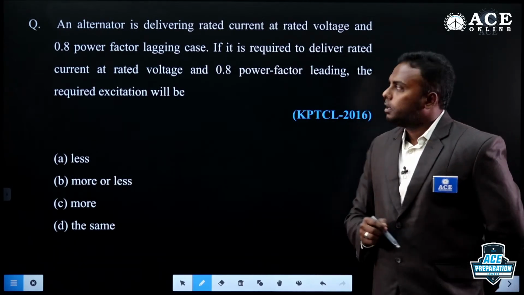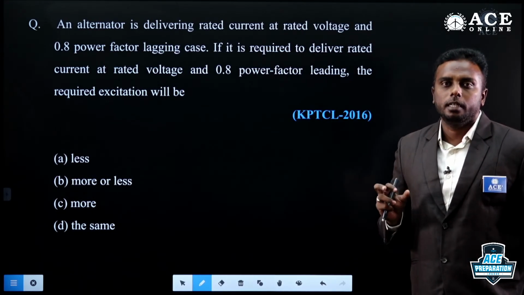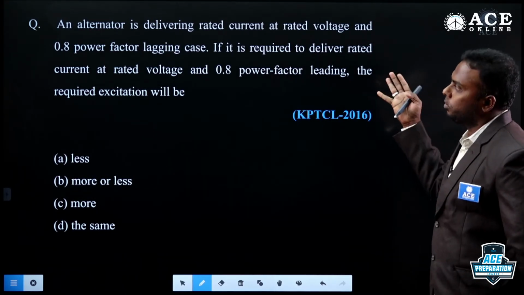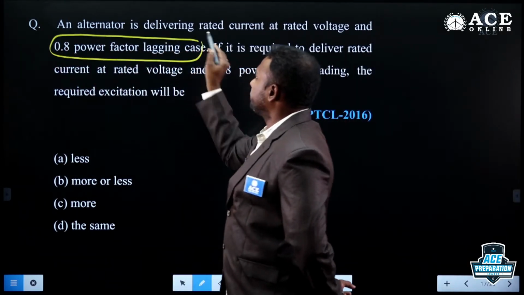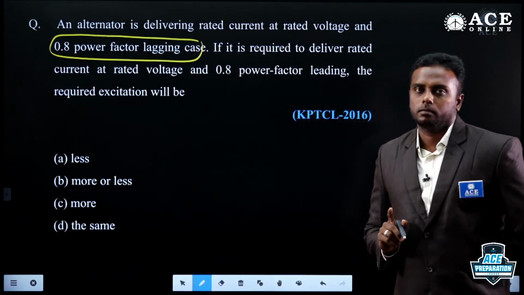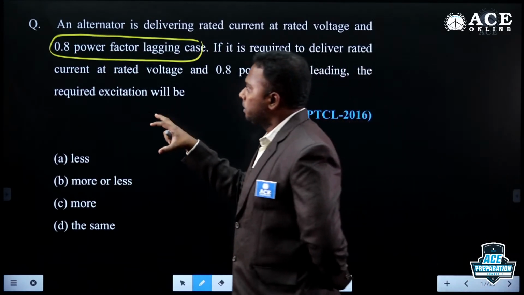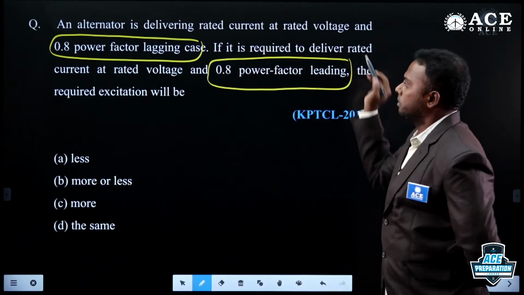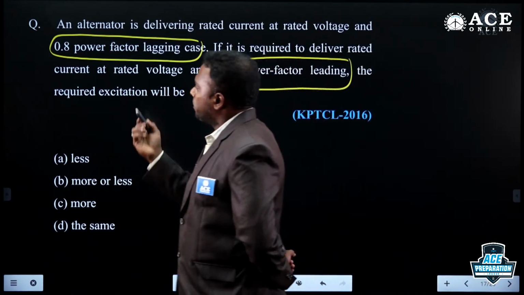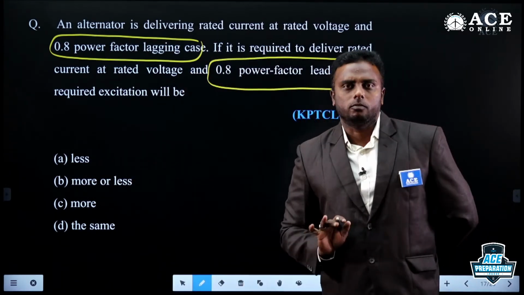See the question. An alternator is delivering rated current at rated voltage at 0.8 power factor lagging. If it is required to deliver rated current at rated voltage but at 0.8 leading power factor, the required excitation will be dash. What is the excitation required?